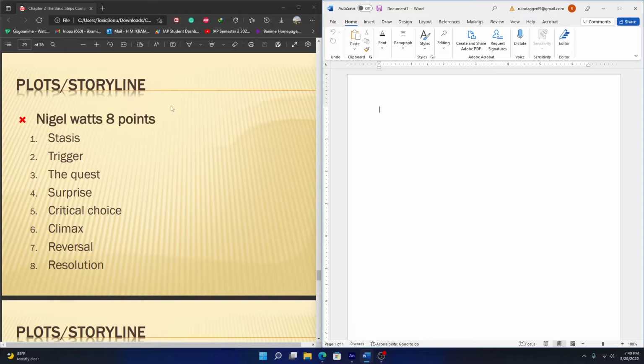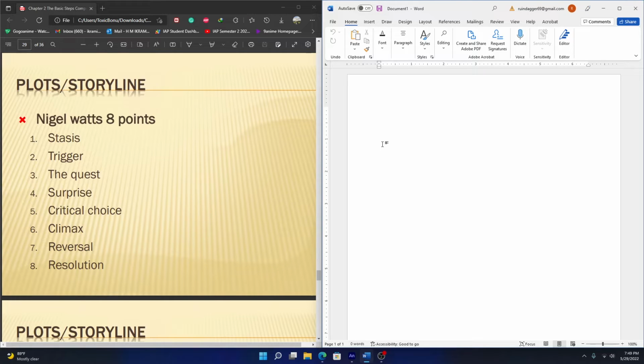So for this project, for our animation project, we have to use the Nigel Watts 8 points to develop our story. This is very important because when you write the report, if you have a good explanation of how your story was made from the theory, then you have a higher chance of getting better marks. Also during the presentation, if you can explain the background of your story, how it follows the Nigel Watts points, it's going to be better for you.